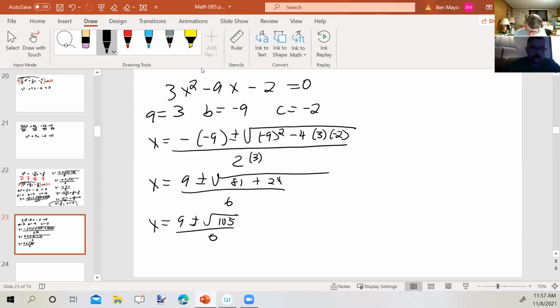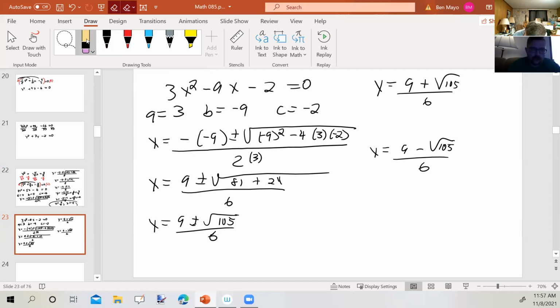Okay. Now, 105, I could factor a 5 out of it, 21, but I can't simplify that any. So my two exact answers are X equals 9 plus the square root of 105 over 6, and X equals 9 minus the square root of 105 over 6.